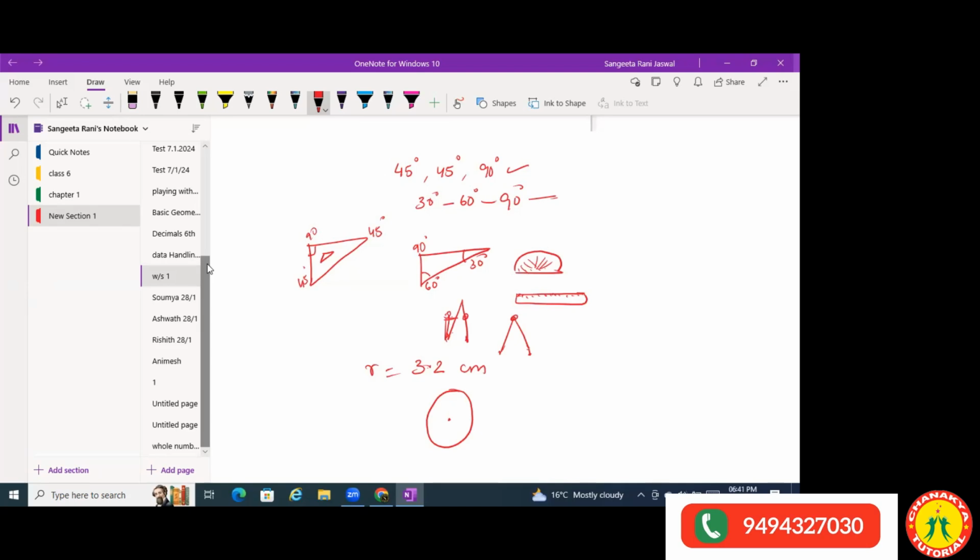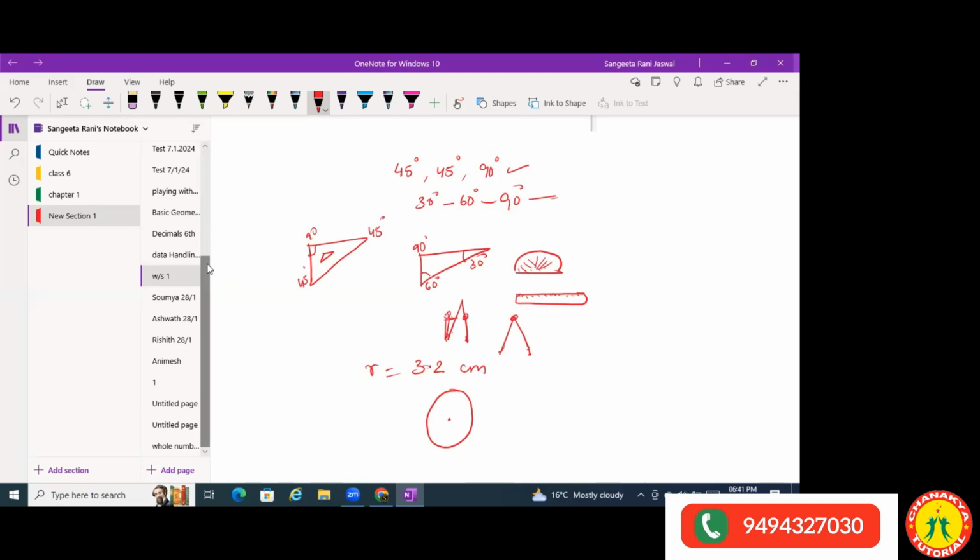Please make a circle with 3.2 radius. Ma'am, today I forgot my geometry box in my school itself. Okay, never mind, then you can just listen. I just have my scale with me.